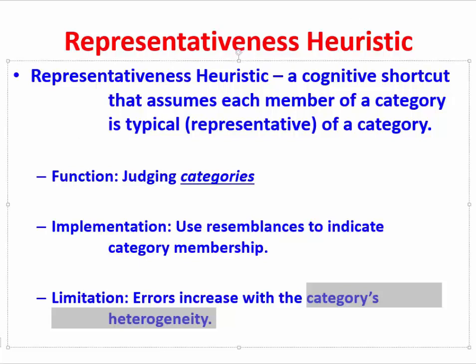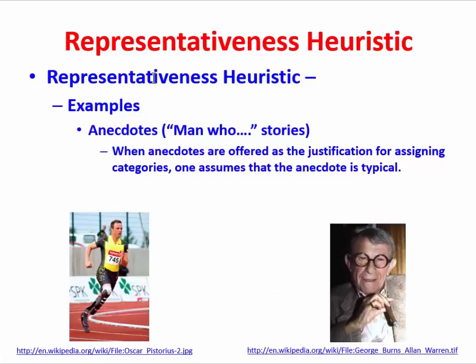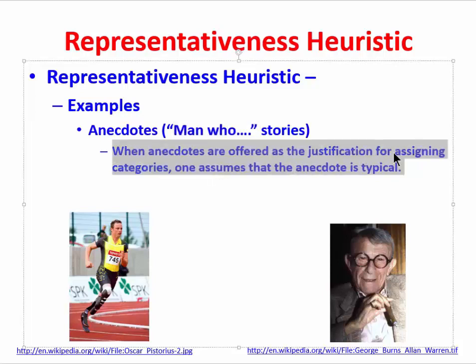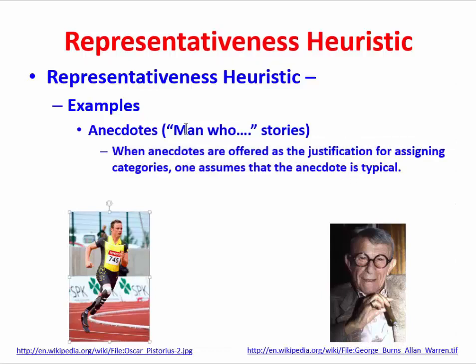Let's take some examples. One of the ways of thinking about the representativeness heuristic is to take the example of the so-called man-who story. And what we mean by the man-who story is the following. People will sometimes say, oh, I know a man who, and they'll fill in the blank, and they'll offer an anecdote about a particular individual that is highly misrepresentative of the category to which they are referring. So when anecdotes are offered as the justification for assigning categories, one assumes that the anecdote is typical, but it often isn't typical.